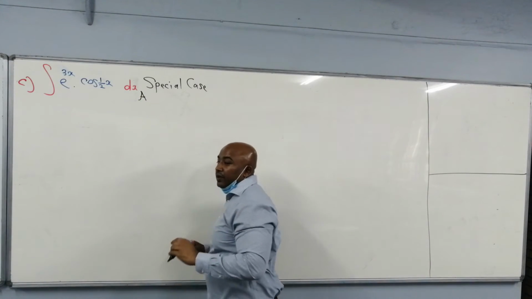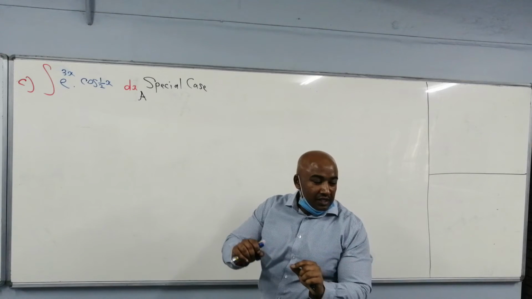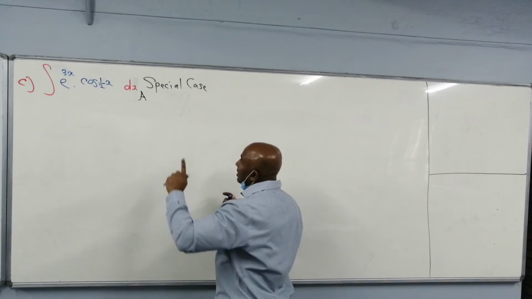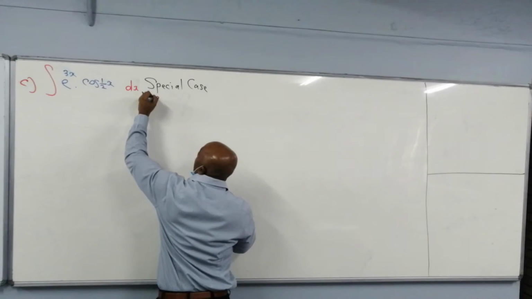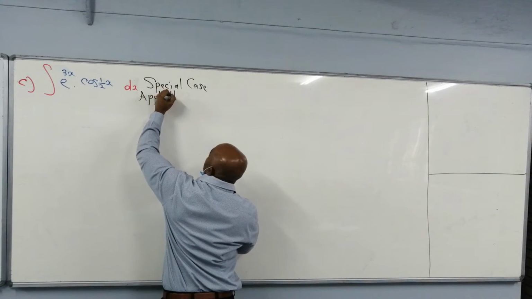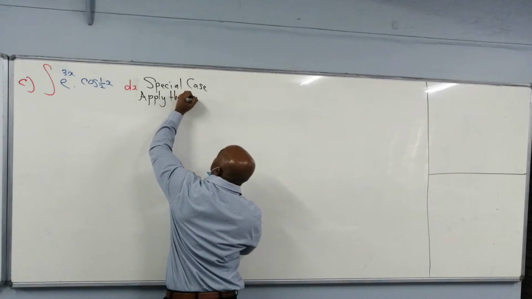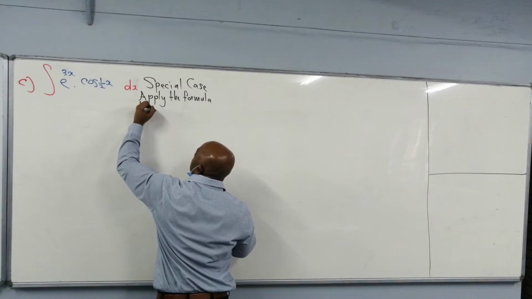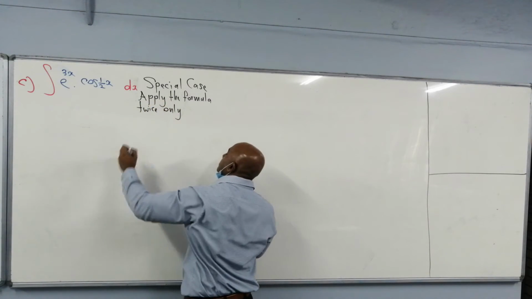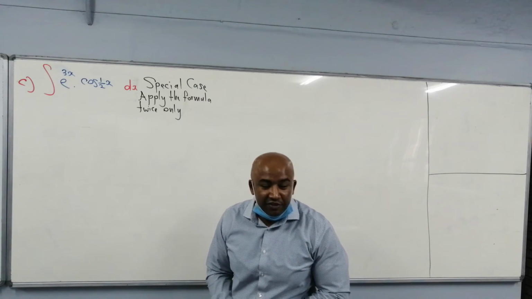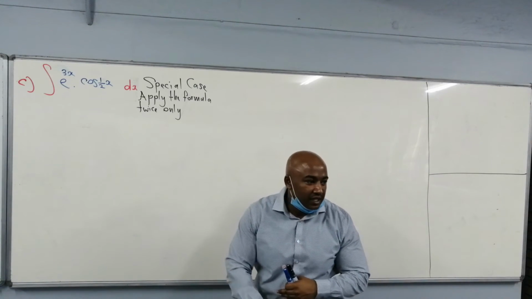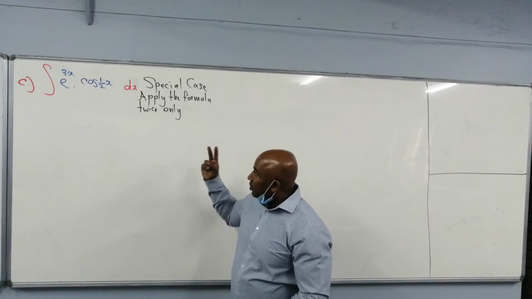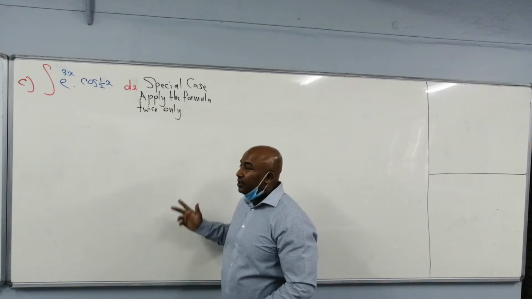You can make your notes there. When you are integrating an exponential times a trig, in other words, number 4 times number 5 from your priority list, it is a special case, and we are going to apply the formula twice only. Because you will notice after you apply the formula twice, you want to apply it again and again and again, and it just carries on and on and on. Okay, so you will apply the formula twice only.